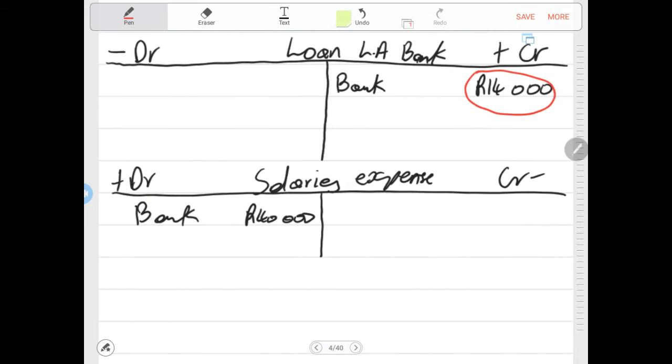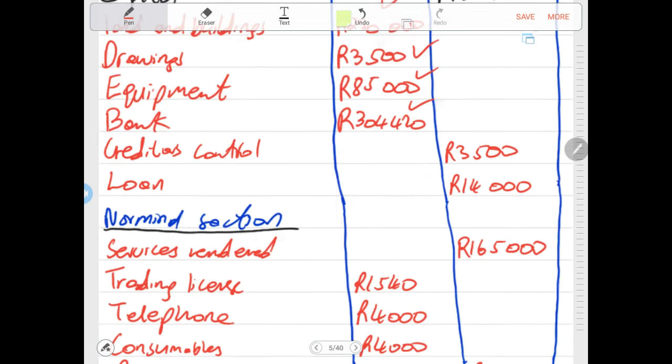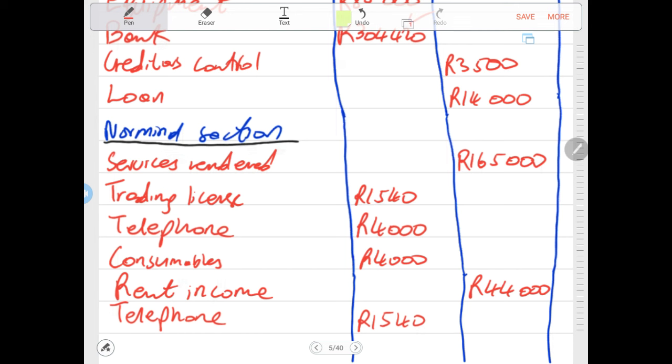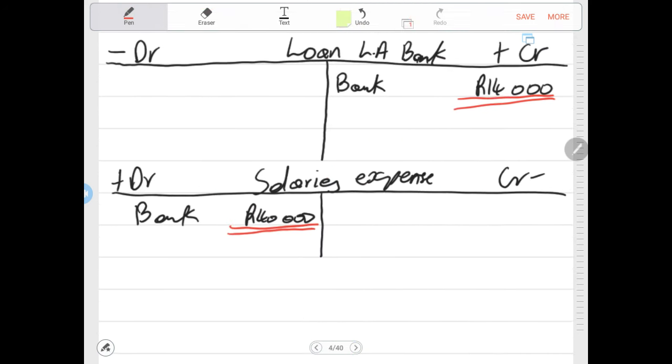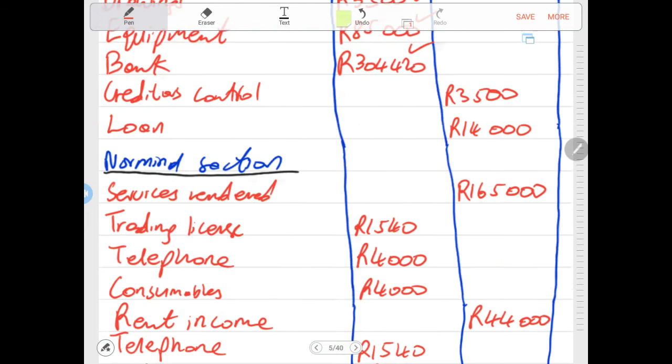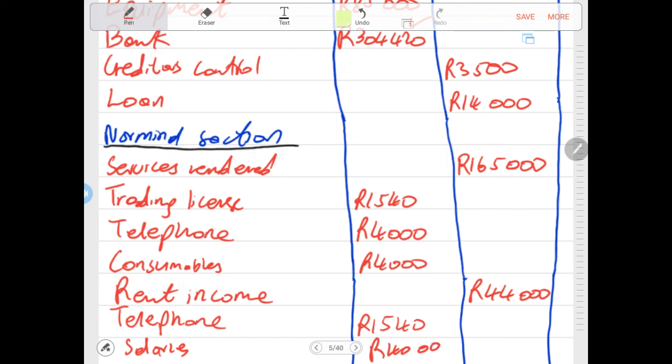ledger account. So we only take the total, as I have been emphasizing, and you record the total according to which side it is from in the ledger account. The last one is salaries. I think now you know. Salaries are expenses, meaning salaries are under the nominal account section. So now that means it will be recorded on the debit side in the trial balance. There we have under the nominal account section our salaries, amounting to 40,000 rands.